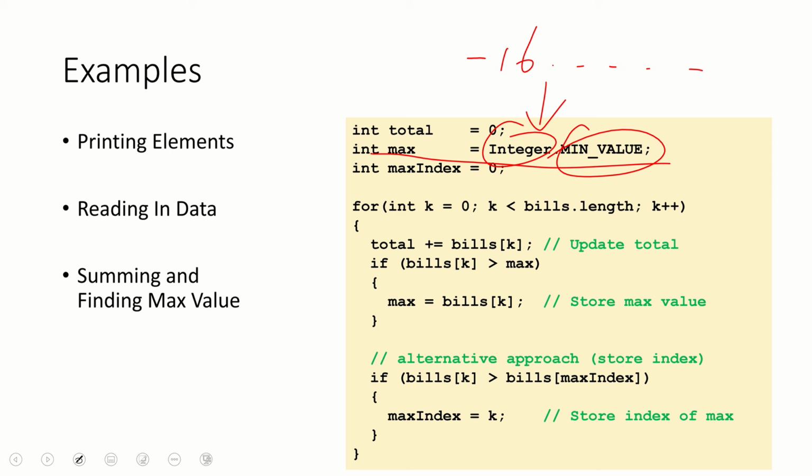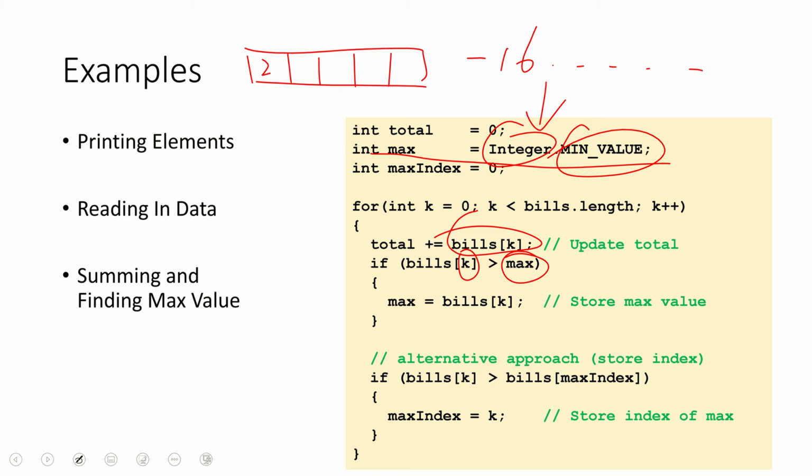Okay, then what we need to do, we try to update the total and we try to compare each element with the max value. Okay, because for example, this is an array. In this array you store different values.